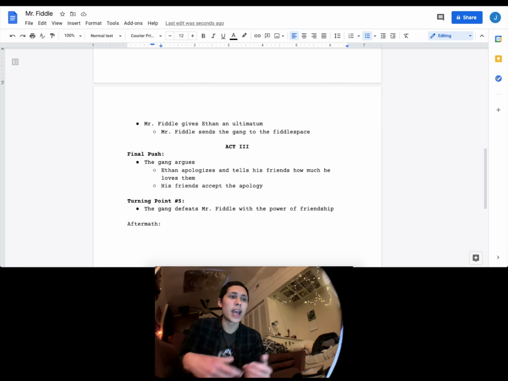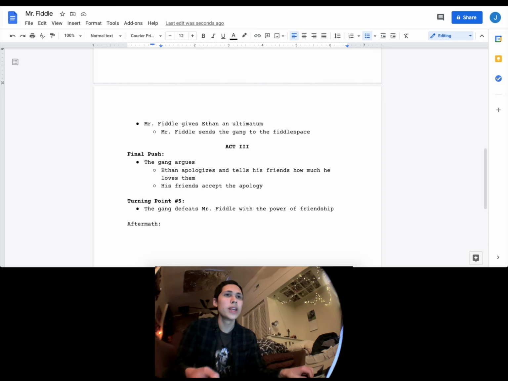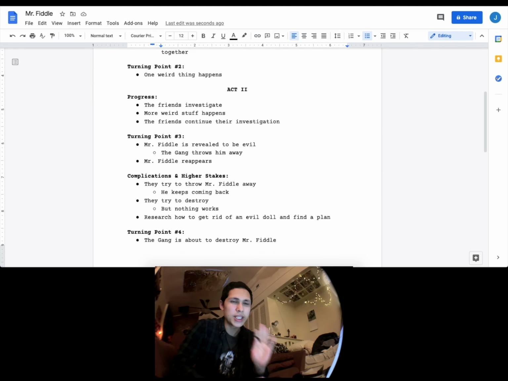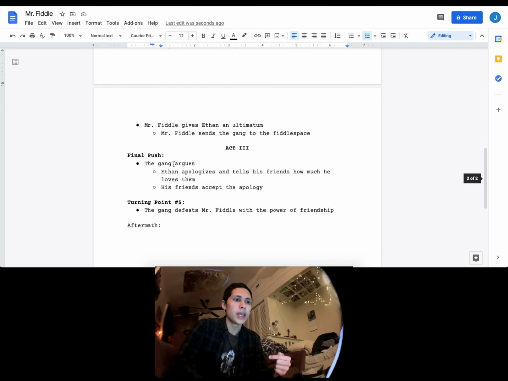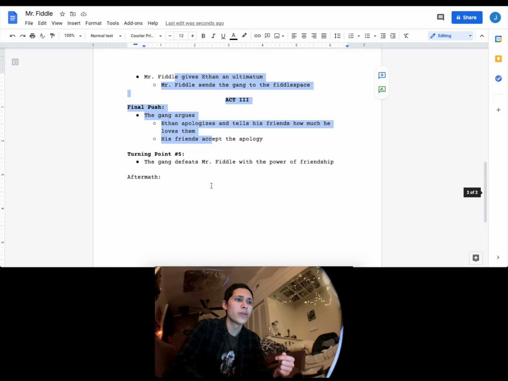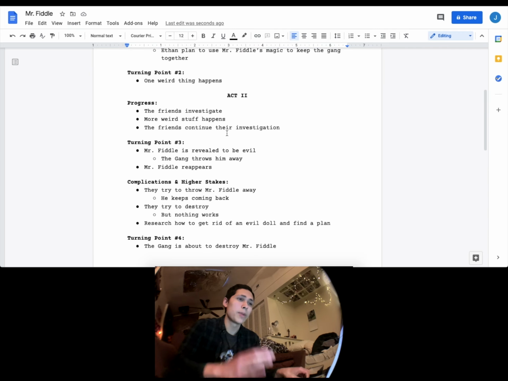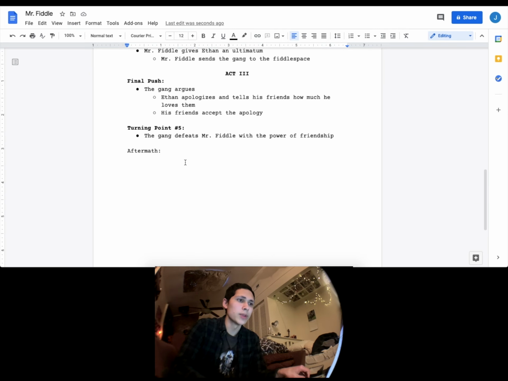Essentially it's a metaphor. Ethan feels like once they get rid of Mr. Fiddle, the friendship is gone. So that's also what's going on, and I'm aware of that. It doesn't need to be in the beat sheet, but I know it. And you can pretty much infer that from turning point 4 and this next stage, the final push. But plot-wise, that's just what happens.